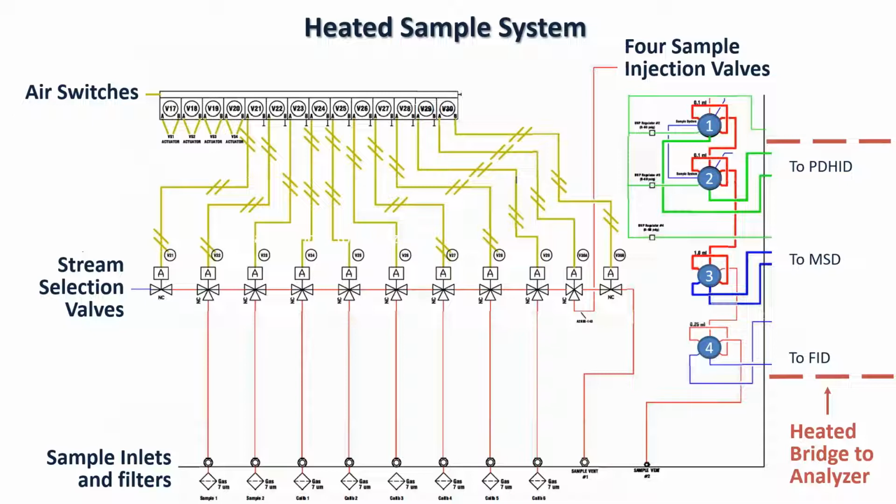So we push the sample through those valves, essentially capturing 4 aliquots of exactly identical, same sample. The top 2 inject onto a PDHID subsystem, valves and columns and pulse discharge detector. The middle valve, valve 3, it injects onto columns that are connected to the mass spec detector. Down in the 4 at the bottom, we've got another gas sample valve. It injects onto columns connected to an FID.